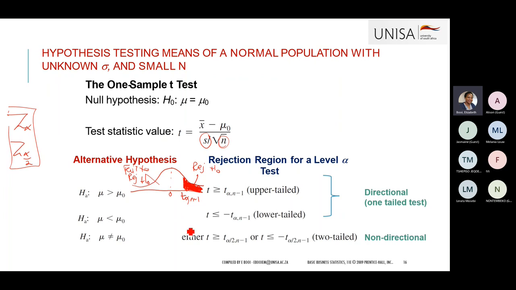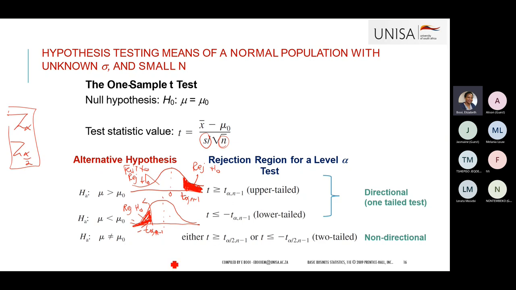The same scenario applies for A less than, where it will have a one-sided area where it's T. Remember, it's negative on this side. It will be T alpha and N minus 1, which will be our region of rejection. Anything that falls in the red side, we reject the null hypothesis. Anything that falls in the white side, we do not reject the null hypothesis, or we fail to reject the null hypothesis.